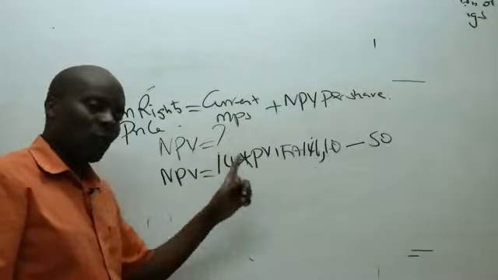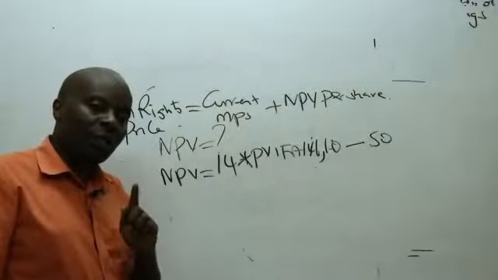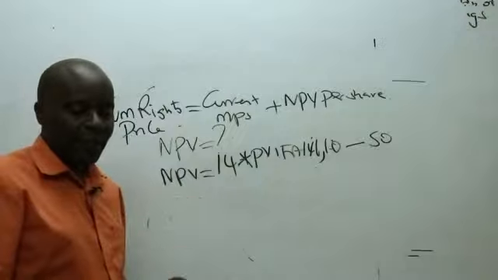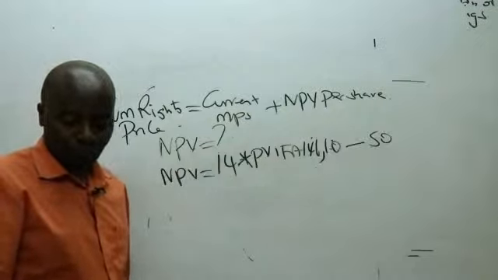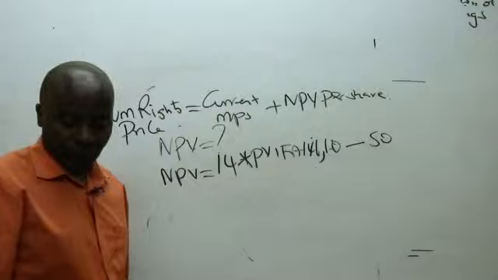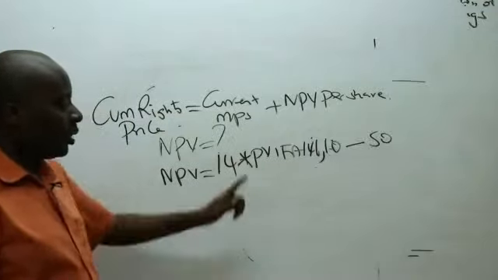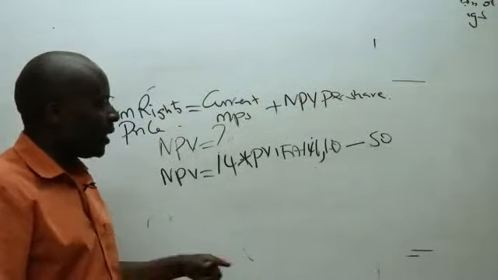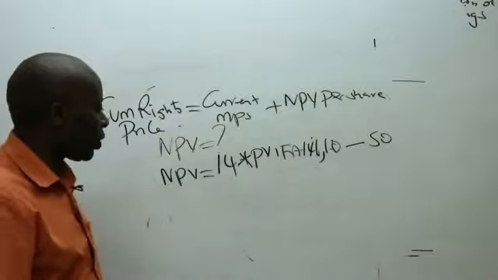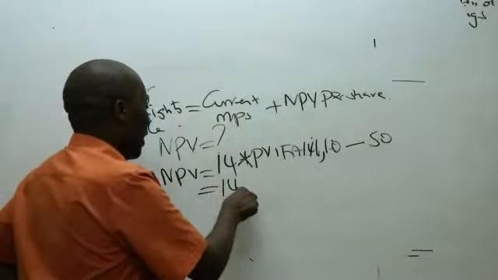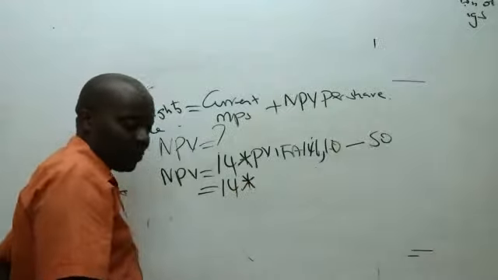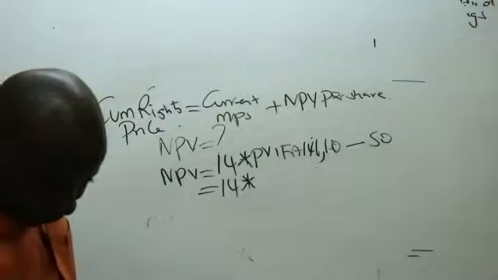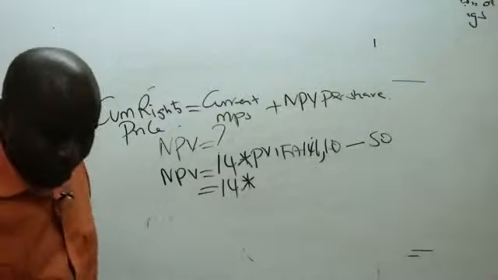So my work tonight will be to go to my annuity tables, go to a column written 14%, vis-a-vis 10 years. So 14%, 10 years. If I do that, I will be able to get my PVFA. PVFA is the present value interest factor of an annuity.